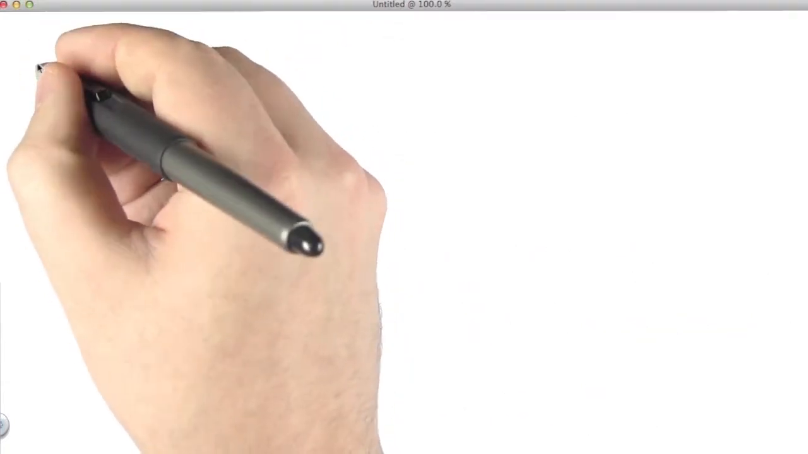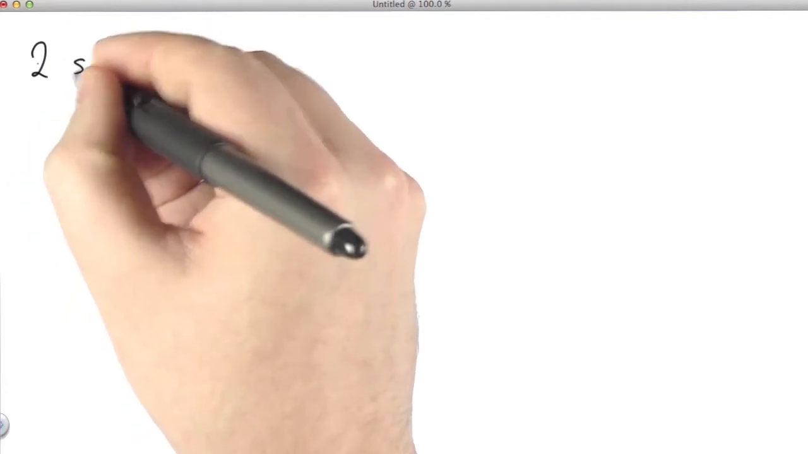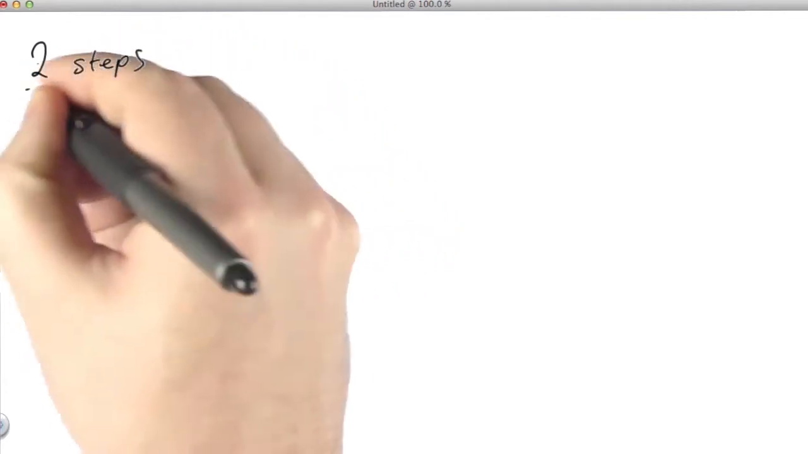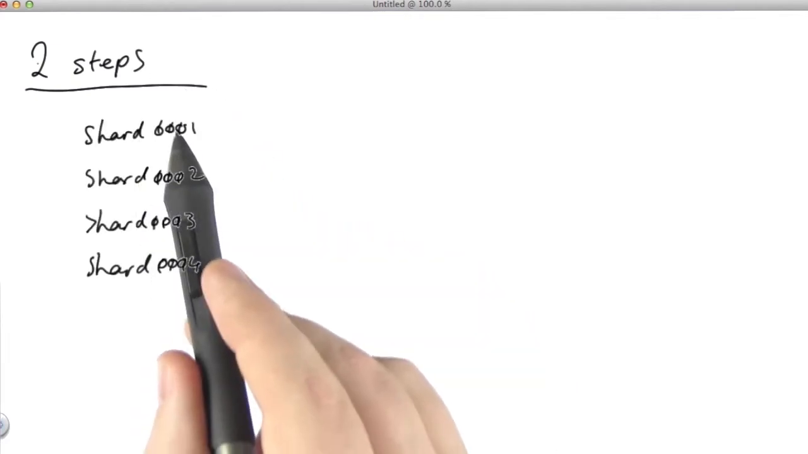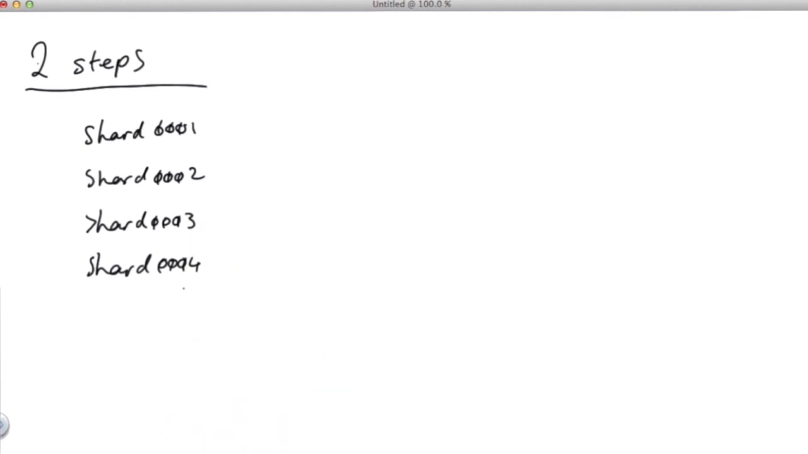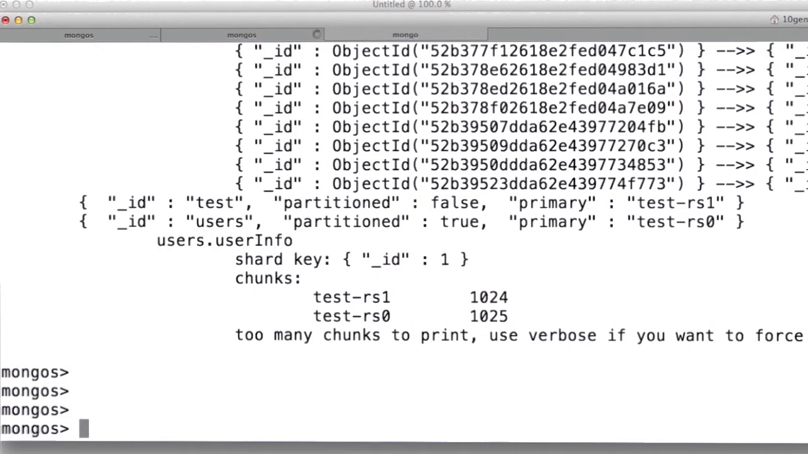So once you've decided on that, there are then two steps that you're going to need to take. You need to, first of all, assign tags to your shards. So we've got 4 shards, shard 0001, 2, 3, and 4. And the first thing we have to do is designate them a particular region. We're going to do that by using the add shard tag command. So I'll show a quick example.